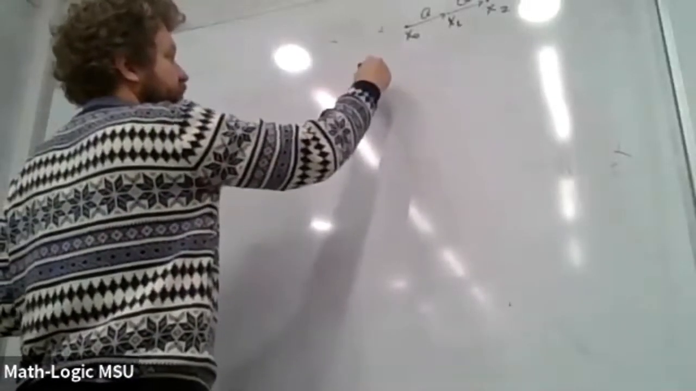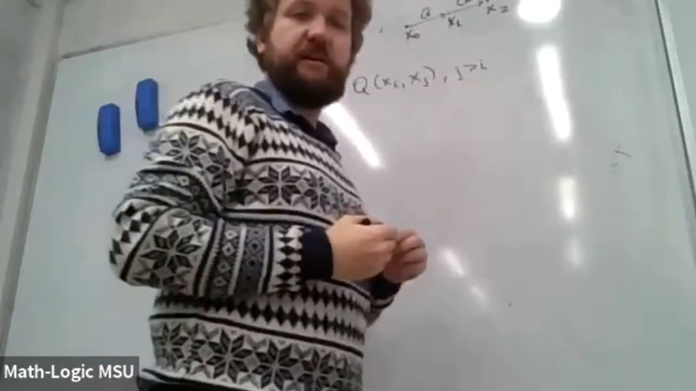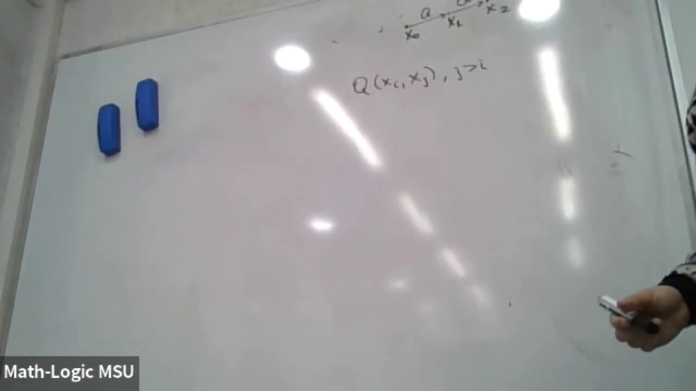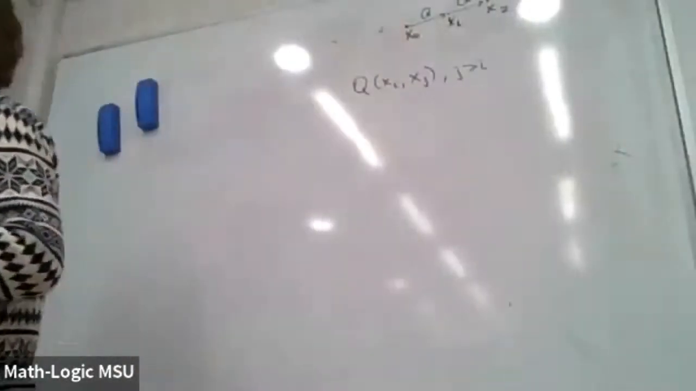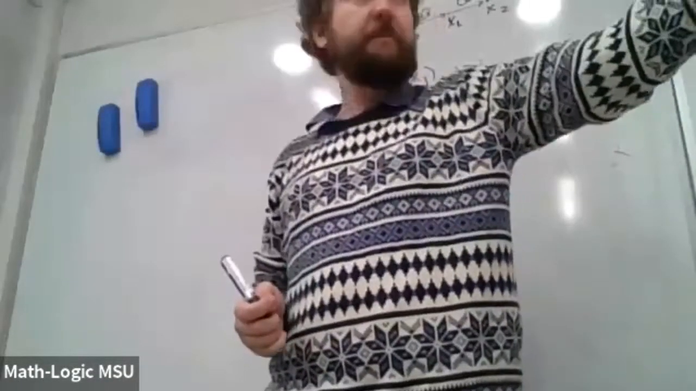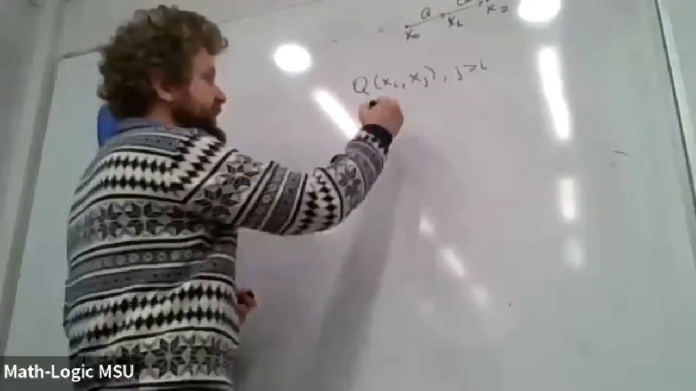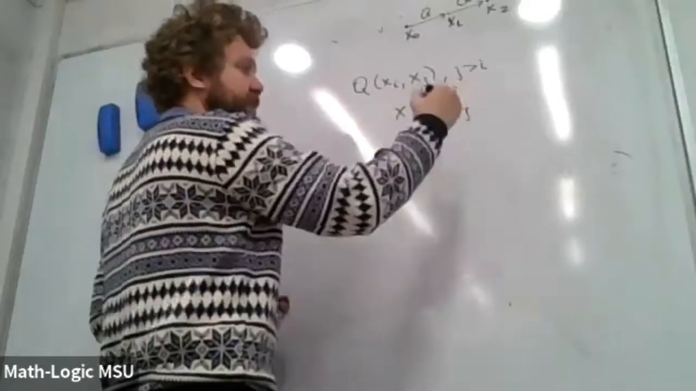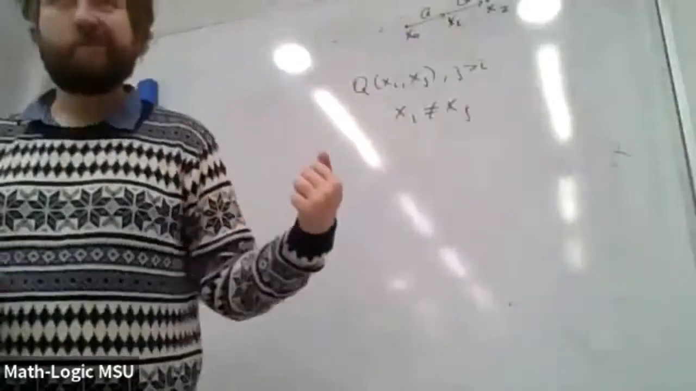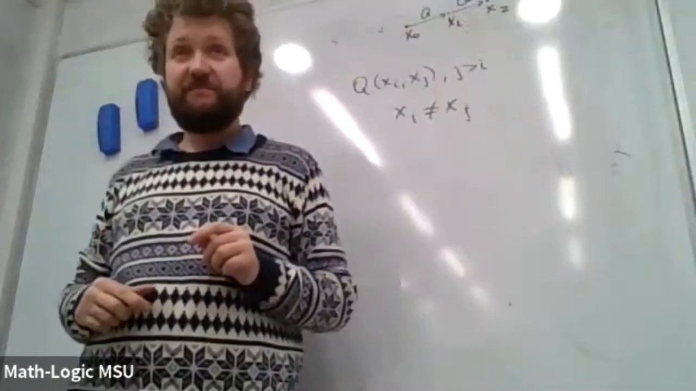So we always have Q of xi xj for j greater than i, right? Because by transitivity, xi is in a relation with xi plus 1, then xi plus 2, xi plus 3, and up to xj. So xi and xj are in the relation by transitivity. But this means that xi cannot be the same as xj, because we have this property that not Q of xx. So therefore, all these elements are distinct in our model, right?